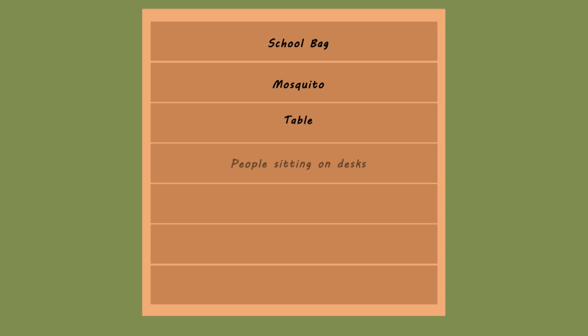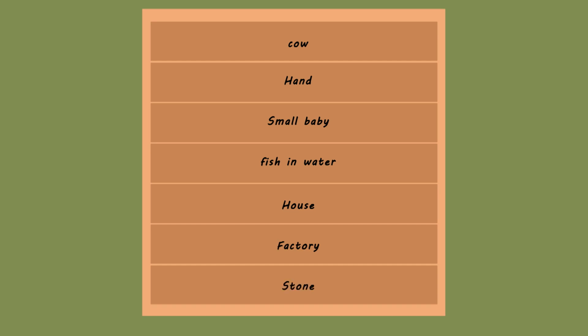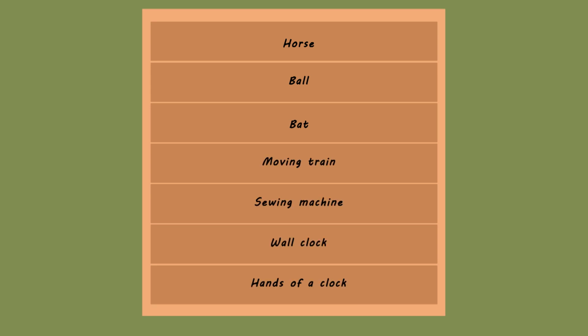I want you to think of some objects you have seen recently. List them in your notebook. A school bag, a mosquito, a table, people sitting on desks, people moving about, maybe a butterfly, a dog, cow, your hand, a small baby, a fish in the water, a house, a factory, a stone, a horse, a ball, a bat, a moving train, a sewing machine, a wall clock, hands of a clock. Make the list as large as you can.